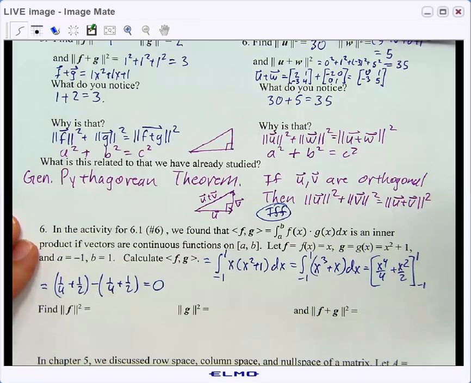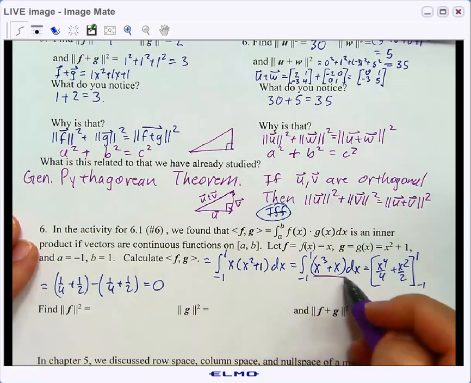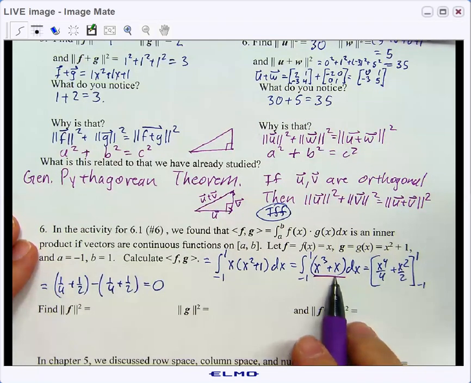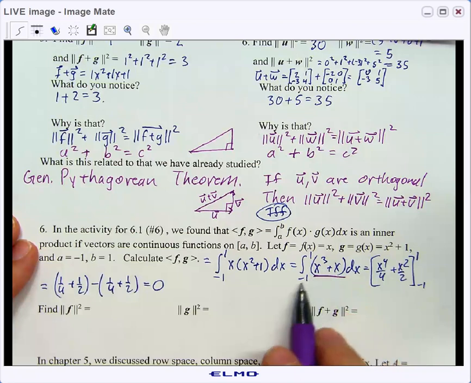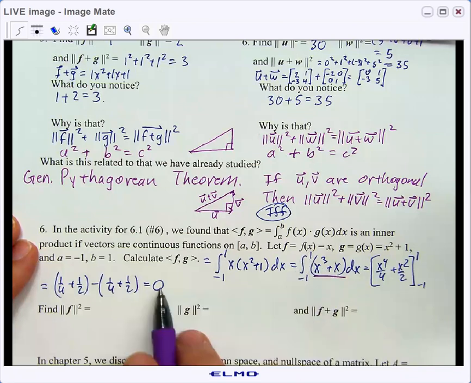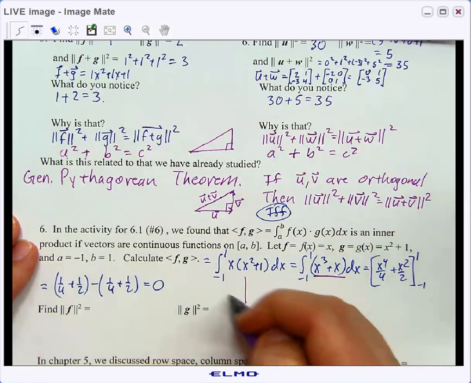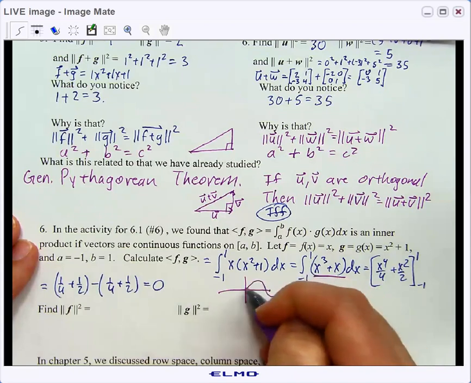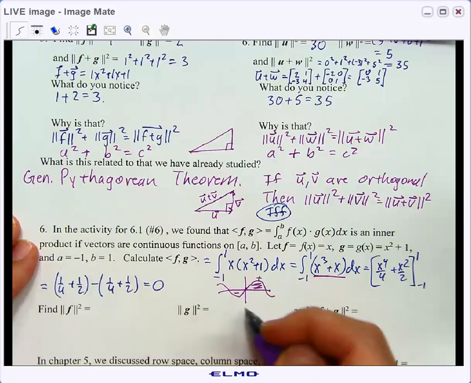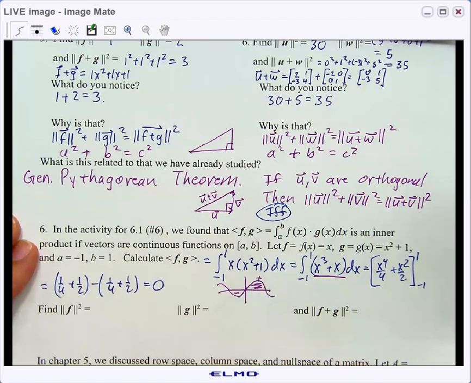But I expected that, since x cubed plus x is an odd function, and an odd function integrated between symmetric limits is always going to be 0. Remember that from Calculus 1? So we'd have positive area here and negative area here, and they would just exactly cancel out on odd functions.